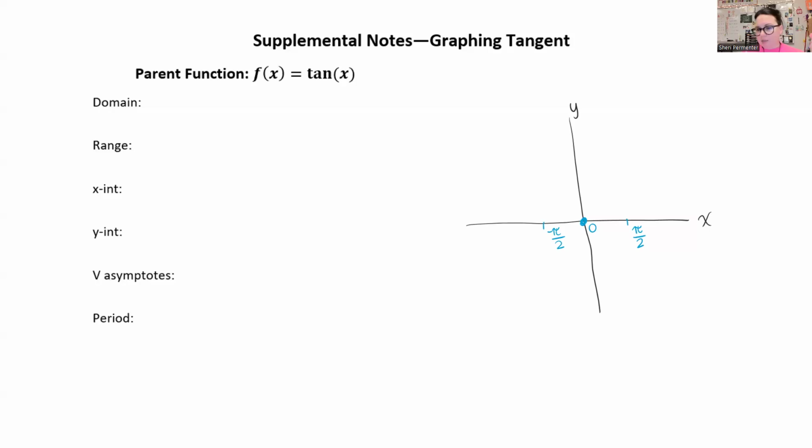Tangent graphs have asymptotes. Remember that asymptotes are not actually part of the graph. They're like a guide for your graph. So the tangent graph has a center at 0, and it goes from negative pi over 2 to pi over 2.